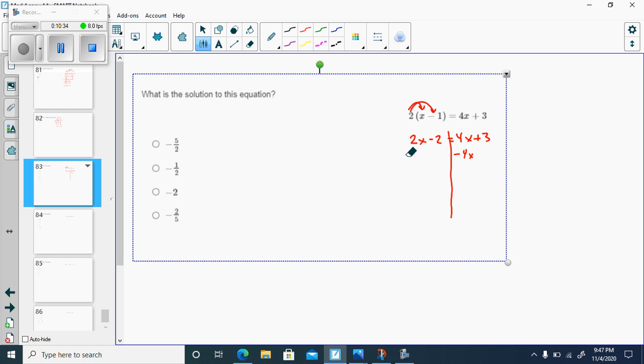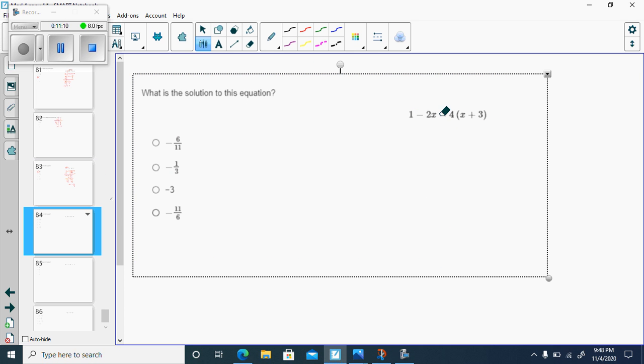Since there's a positive 4x there, I'm going to do the opposite of that, negative 4x, and what I do to one side of the equal sign, I do to the other. 2x minus 4x is negative 2x, minus 2 is equal to 3. Okay, now I'm going to add this 2 to both sides, and I've got negative 2x is equal to 5. Let's divide both sides by negative 2, and x is equal to negative 5 halves. Okay, there's our solution.